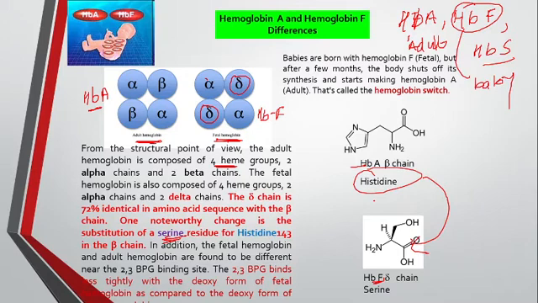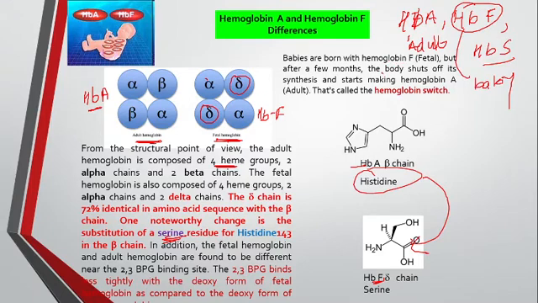In addition, the fetal hemoglobin and the adult hemoglobin are found to be different near the 2,3-BPG binding site. The 2,3-BPG binds less tightly with the deoxy form of the fetal hemoglobin as compared to the deoxy form of the adult hemoglobin. Okay, the babies are born with hemoglobin F.